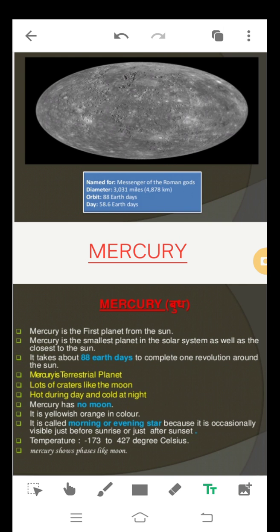Mercury. Mercury is the first planet from the Sun. Mercury is the smallest planet in the solar system as well as the closest to the Sun. It takes about 88 Earth days to complete one revolution around the Sun. There are lots of craters on this planet. It's hot during the day and cold at night. Mercury has no moon and it is yellowish orange in color.